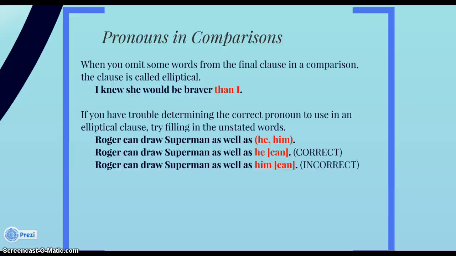If you have trouble figuring out which pronoun to use in an elliptical clause, try this. You can fill in the unstated words. Roger can draw Superman as well as he, or Roger can draw Superman as well as him. Let's try them both and see which one works. Roger can draw Superman as well as he can. Roger can draw Superman as well as him can. When you say it out loud, it's pretty obvious that the correct pronoun in this case is he. Roger can draw Superman as well as he.